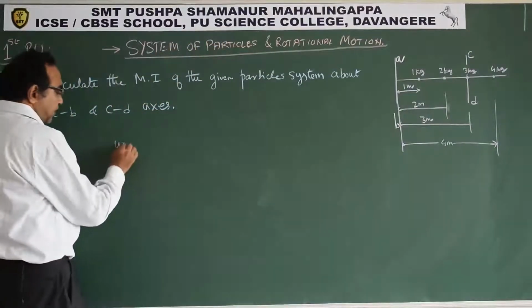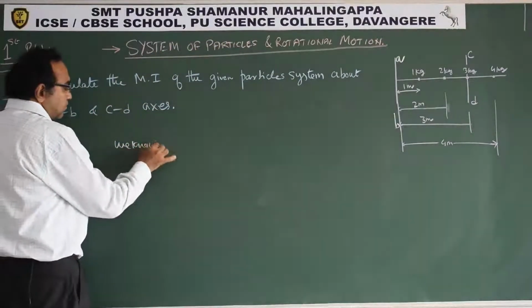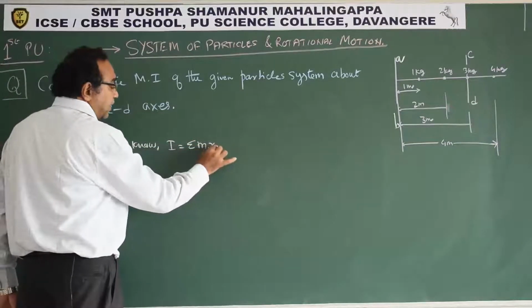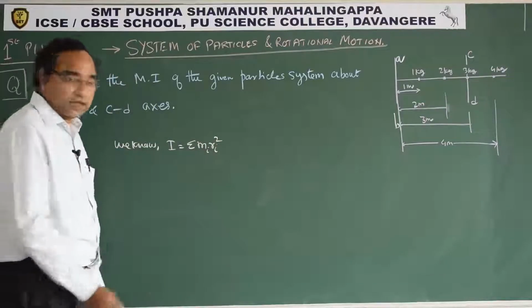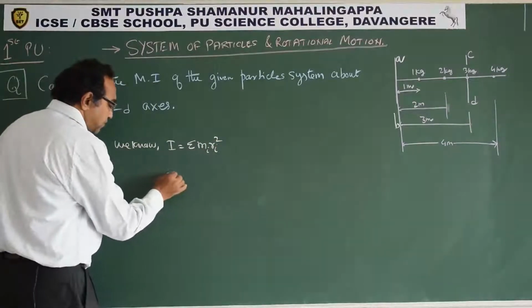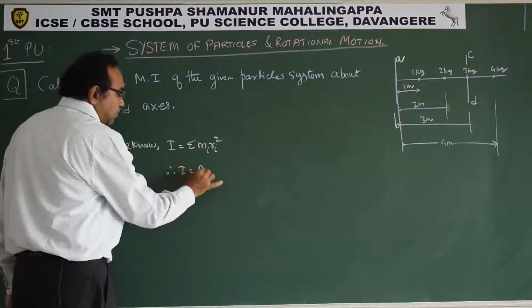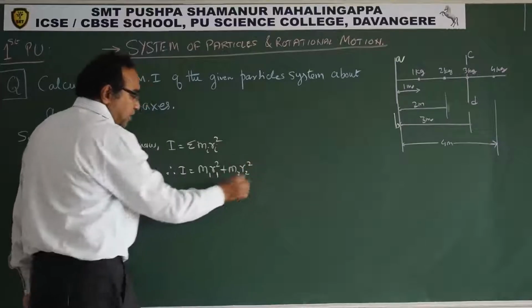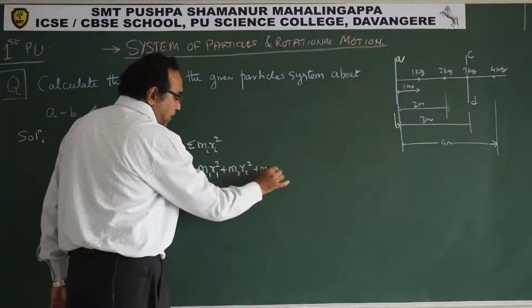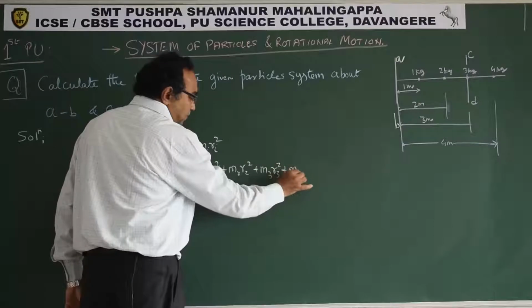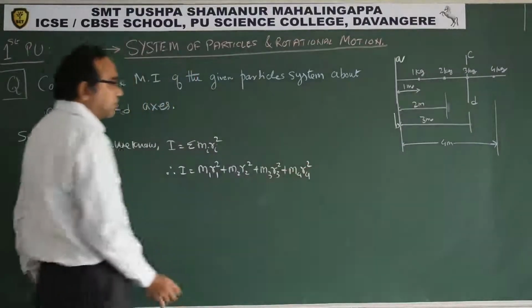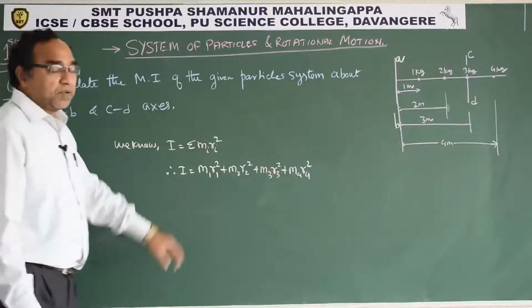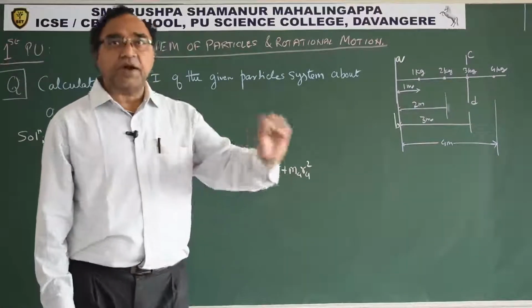So what we will say, we know moment of inertia is sigma of m_i r_i square. So this can be written as I equals m1 r1 square plus m2 r2 square plus m3 r3 square plus m4 r4 square. This is the general formula for finding moment of inertia when discrete particles are given.